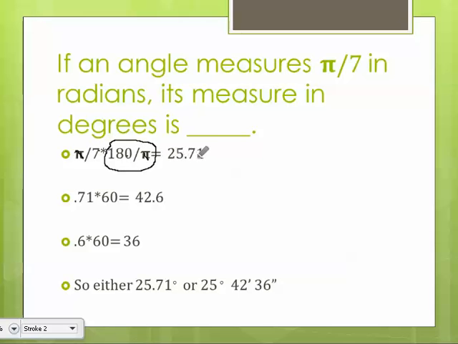or 25.7. Now I'm going to take this opportunity and go ahead and convert it into minutes and seconds too. If I just take the last two decimals there, 0.71 times 60, I get 42.6. If I take that 0.6 times 60, I get 36. So you could either say 25.71 degrees or 25 degrees, 42 minutes, and 36 seconds. Okay? And that's the easy way of converting degrees to minutes and seconds and radians and so forth. It's all just one big conversion factor that we're doing here.